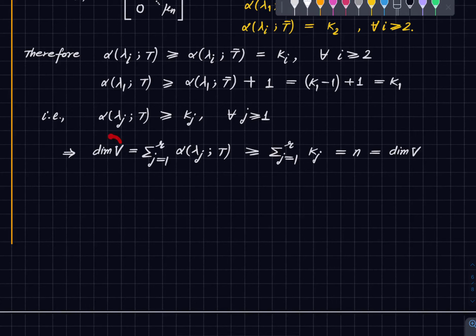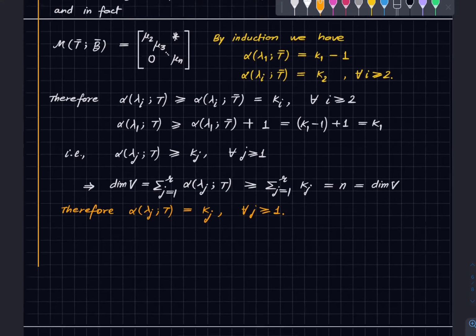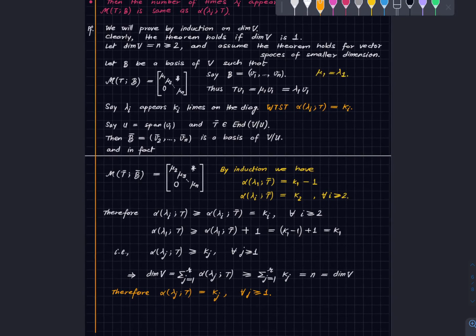So this is a sandwich. The extreme left and extreme right are the same, while there's an inequality here. So it just means that all of these inequalities must actually be equalities. And this concludes that the algebraic multiplicities are actually equal to the number of times the corresponding eigenvalue appears on the diagonal. And this finishes the proof. So that is the proof of this theorem.